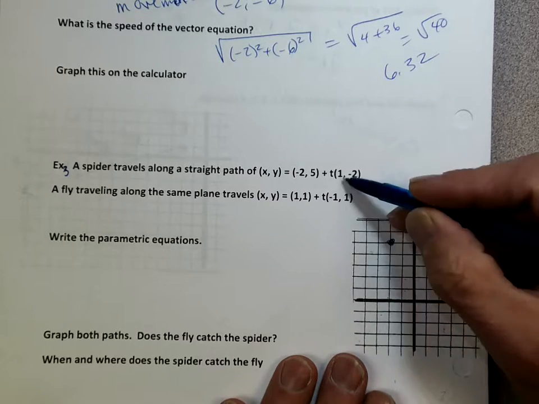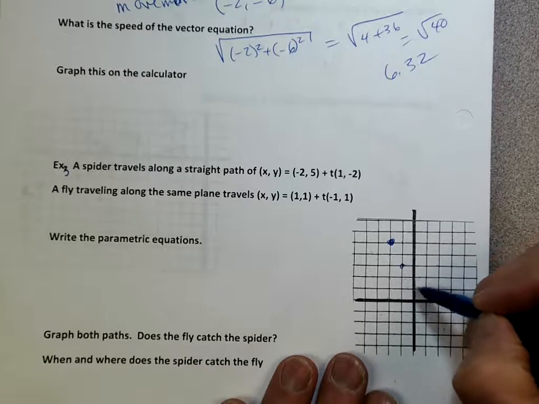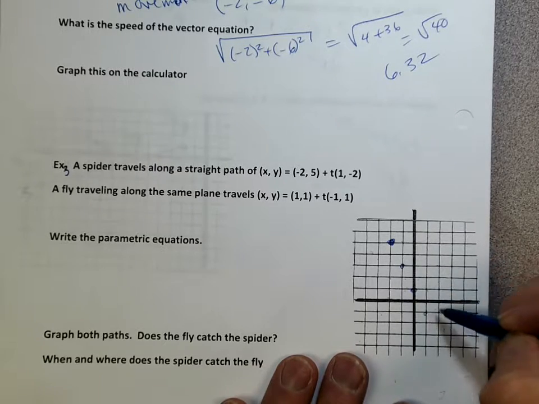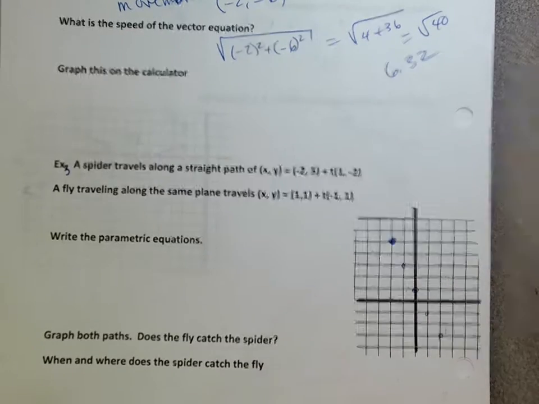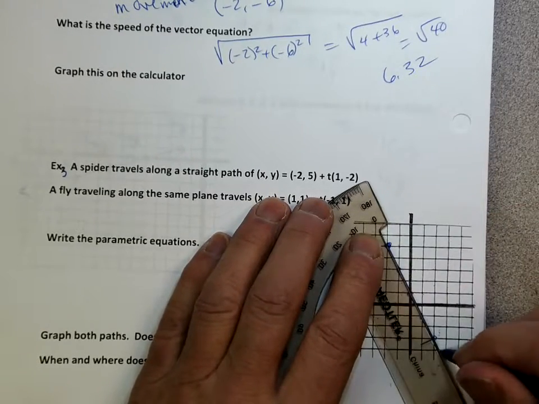And I'm going to go 1, negative 2, 1, negative 2, 1, negative 2, 1, negative 2. Okay? So I'm just going to draw this in. Wait, how'd you graph 1, negative 2?